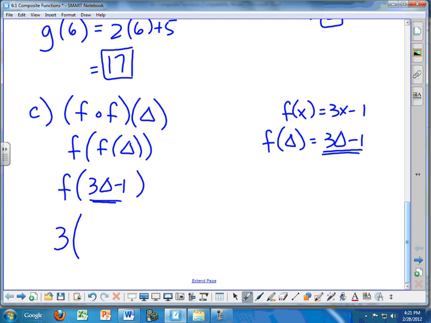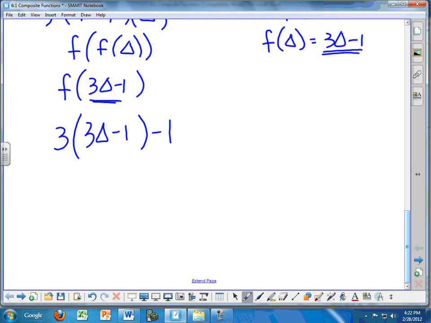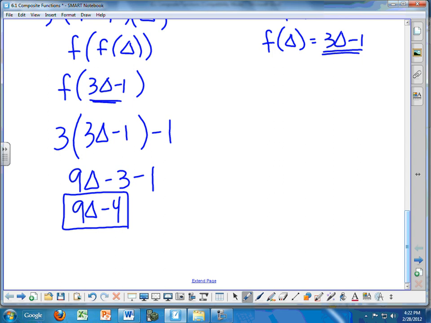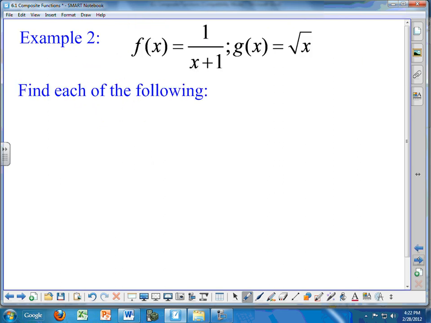Now what's going into the x value is 3 triangle minus 1 minus 1. That's very strange. So this becomes 9 triangle minus 3 minus 1, or 9 triangle minus 4. That was a bit strange. Okay, and that gives you f of triangle.